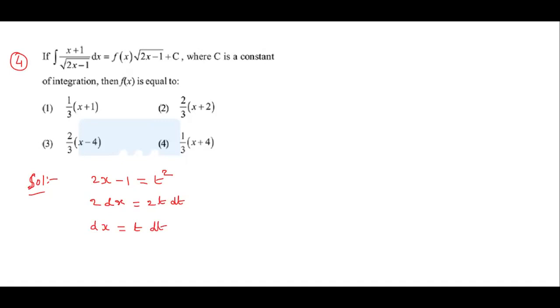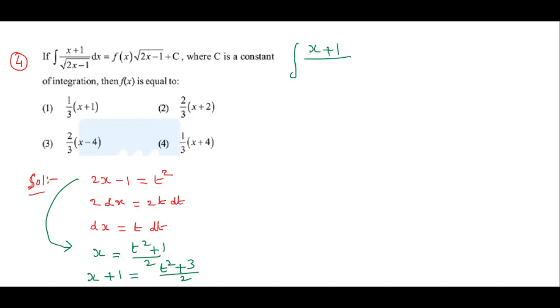Okay. Now in the numerator, x is there. What is the x value? We have to observe that. This is 2x; sending minus 1 to that side, finally we get x value is (t square plus 1) by 2. Then what is x plus 1? Adding 1 on both sides, that is (t square plus 3) divided by 2.